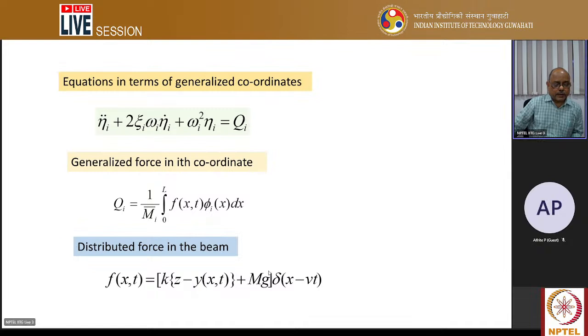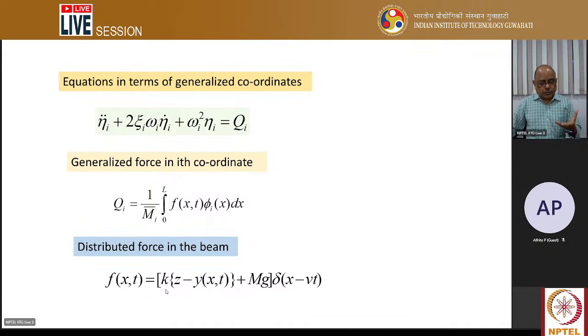And then the constant load part, that is the static part, is also added here into direct delta X minus BT, because the position of this load is now depending on velocity V. If C is also taken, then another term would have been there, C into Z dot minus Y dot. So relative velocity into damping of this oscillator, that will give this.